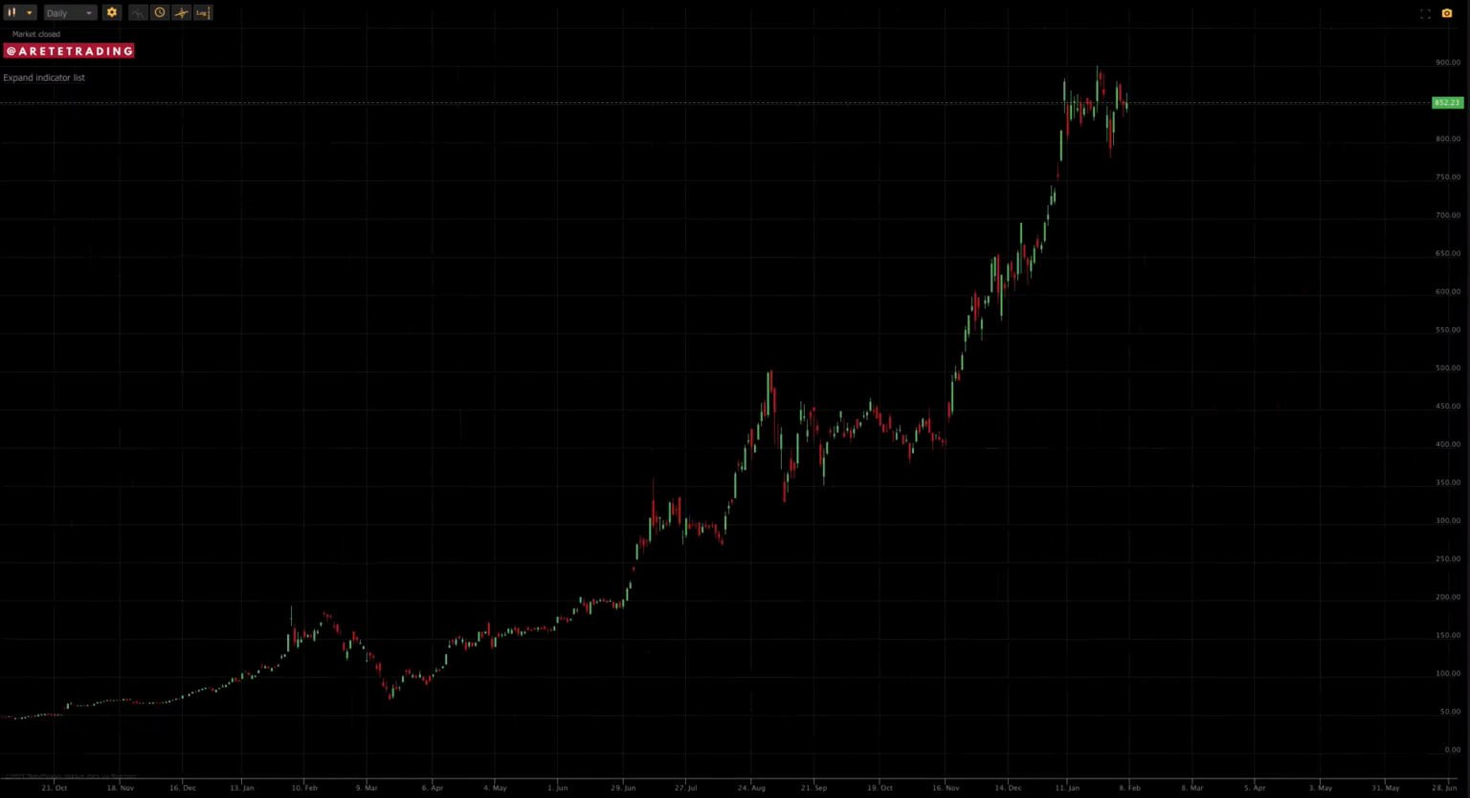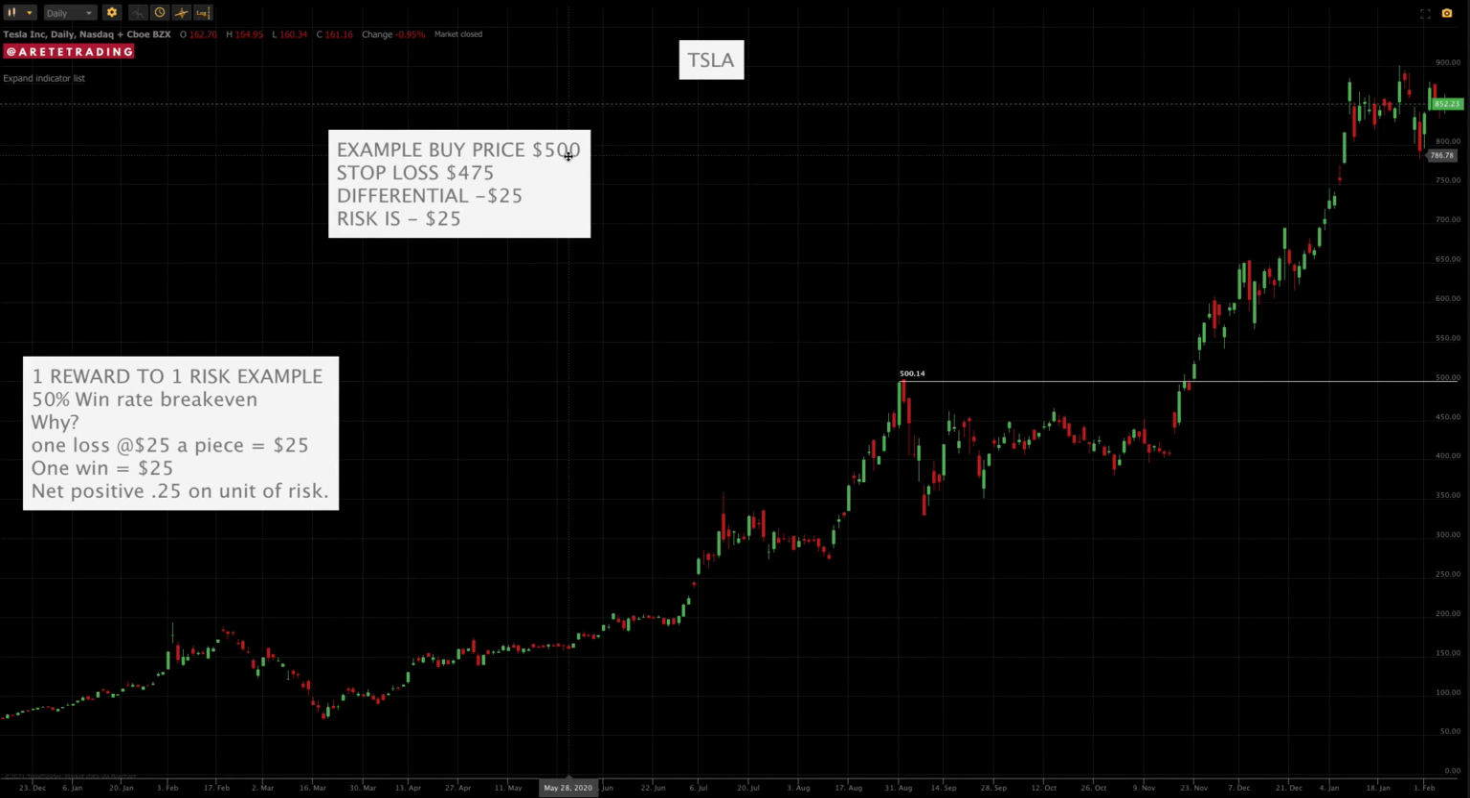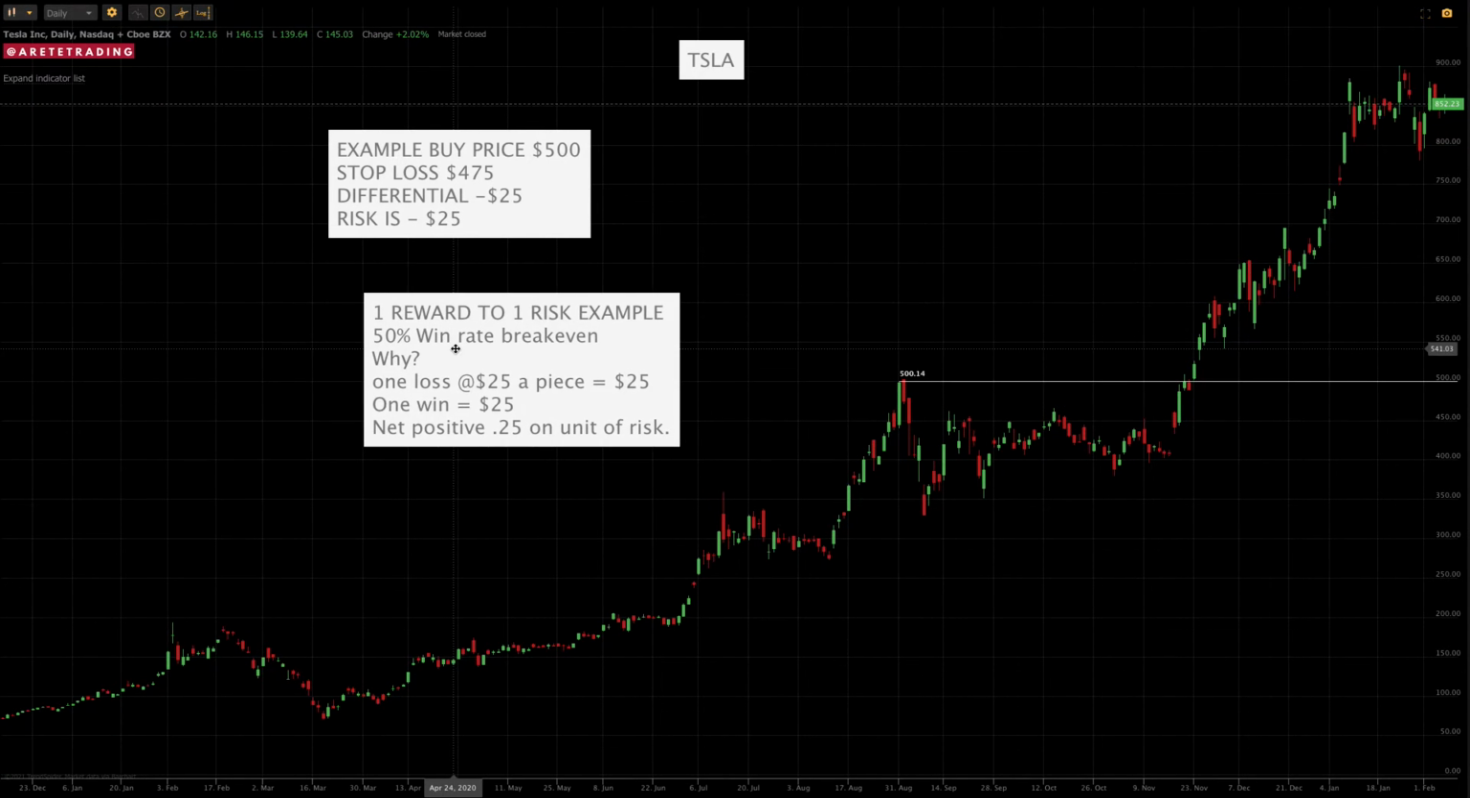So let's just start with something very, very simple, okay? This is Tesla. $500 buy. Stop loss is 475. If it breaks through this level, I just don't want to be in it. So that gives me a differential of 25. That gives me a risk of $25. Okay, what does that mean? That means my break-even win rate is 50%, right? I go up $25, I go down $25.